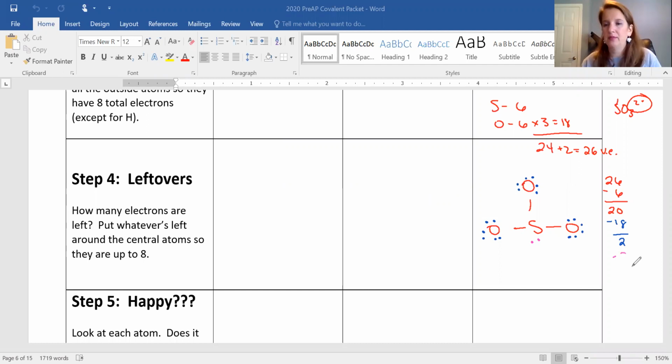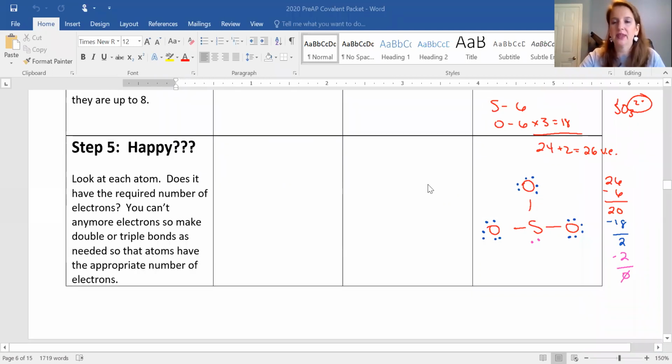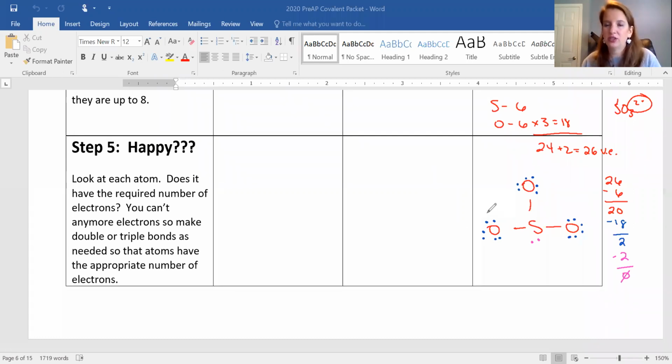-2 means that we used all of our electrons. We have nothing else to use. So we want to make sure that everything is happy. Check to make sure everything has 8 electrons around it. Don't forget to do step 5. So for our oxygens, we have 2, 4, 6, and then 8 for the line. For our central atom, we've got 2, 4, 6, and then 8 for that lone pair. So we're good to go.